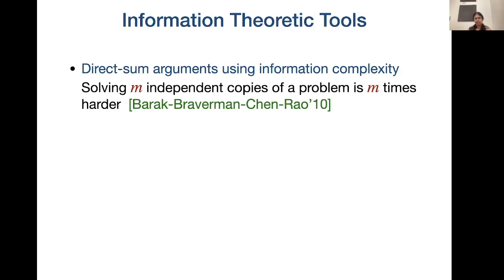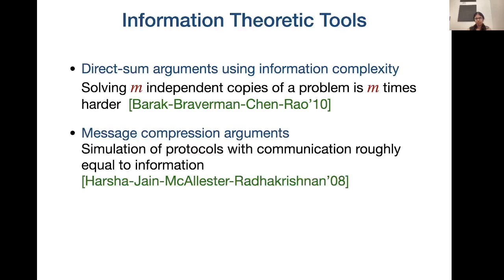I'll briefly mention a couple of tools that went into proving this statement. The first one is direct sum arguments using information complexity. Here, we know that solving m independent copies of a problem is m times harder from the work of Barak, Braverman, Chen, and Rao. And the next one is message compression arguments. It was shown by Harsha, Jain, McAllister, and Radhakrishnan that if a protocol has high communication while having low information complexity, it is possible to simulate it with another protocol with communication roughly equal to the information used.